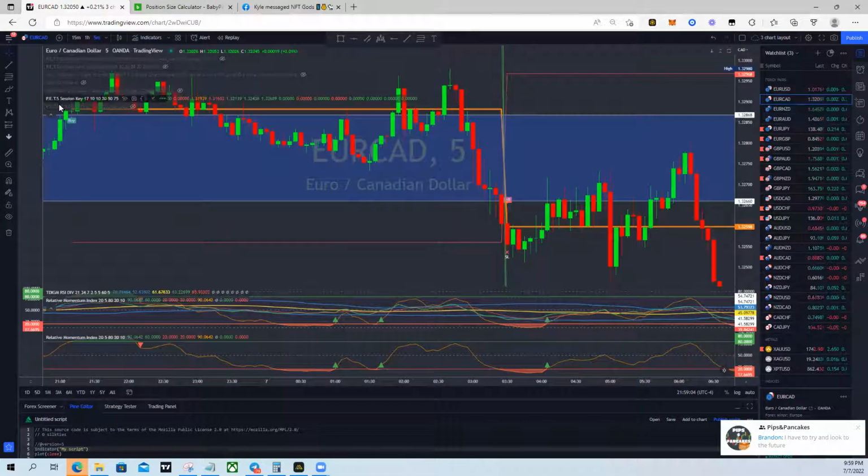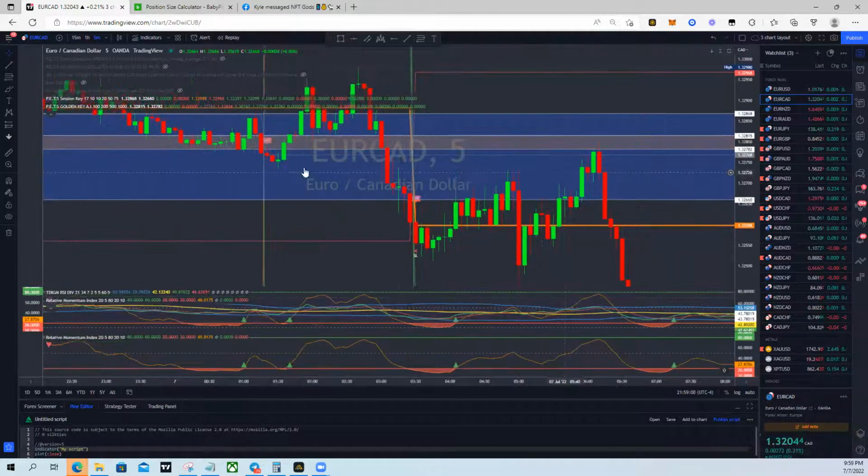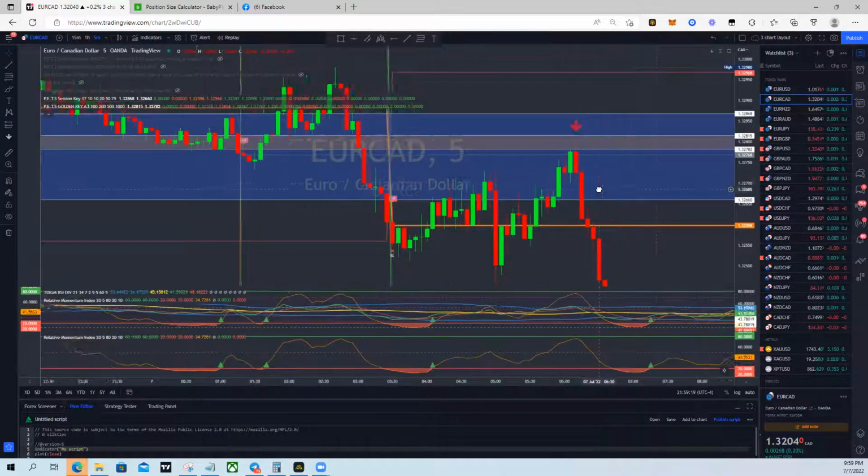That is where the golden key will be useful. Look at that amazing retest. Now, if we were just looking at the session key, we was probably looking for it to come up here. It never came up here. We missed the train. But now that we're adding the golden key with the session key, you wouldn't have missed this trade.